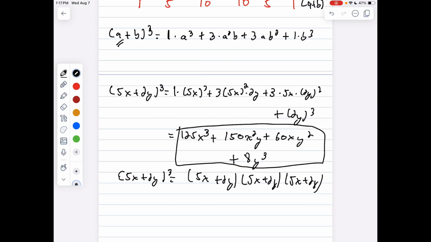Now, the second method we're going to go over in the next video is by the binomial theorem. And that theorem is a little more based on a formula, I would say. So stay tuned for that.